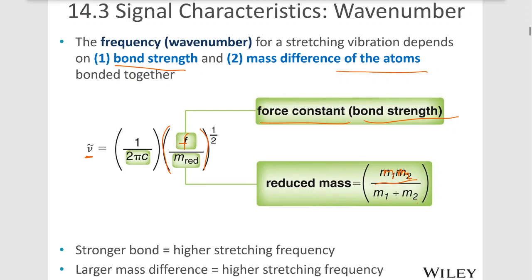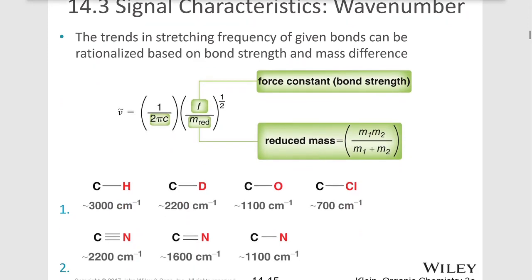So the stronger the bond, the higher the stretching frequency, and the smaller the reduced mass, the higher the stretching frequency, because we're dividing by the reduced mass. Also, the wave number is directly proportional to the force constant, so if the force constant is higher, meaning a stronger bond, then we're going to have a higher frequency. So what does that lead to?